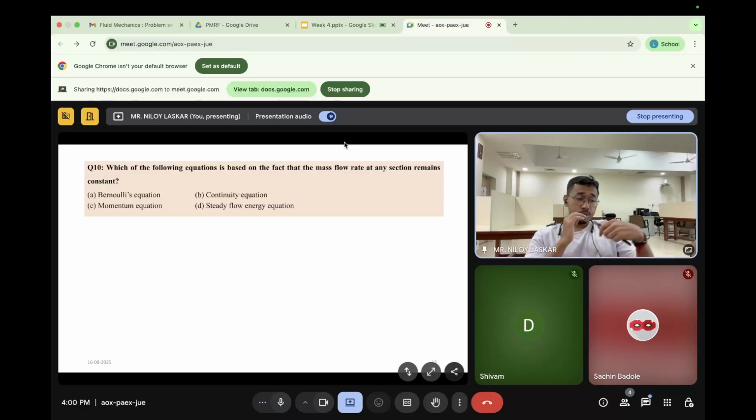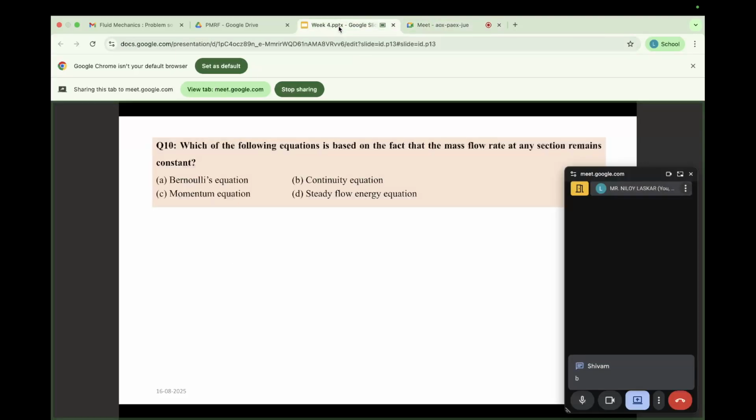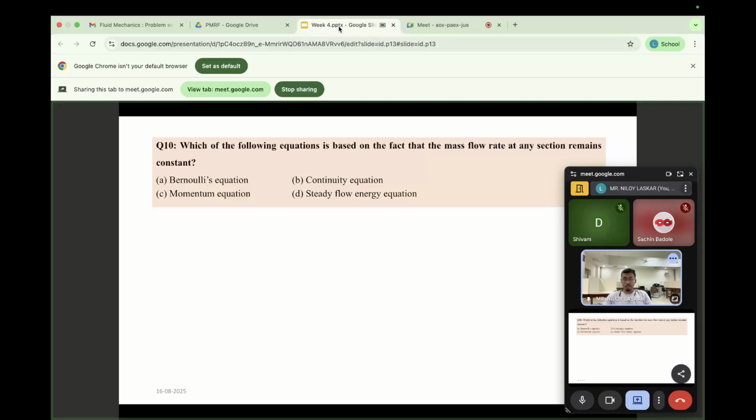Sachin answered option B. Let's wait for Shivam. Shivam is still thinking. Shivam, try. Okay, Shivam is also saying option B. Yes, it's correct, because as I have already discussed this thing.